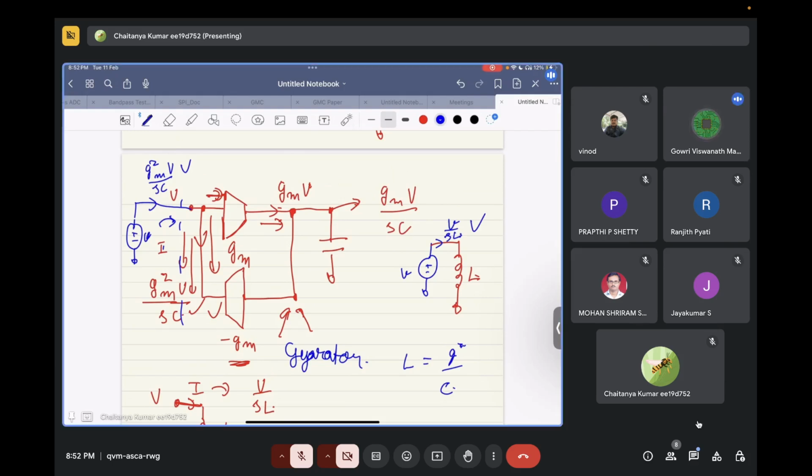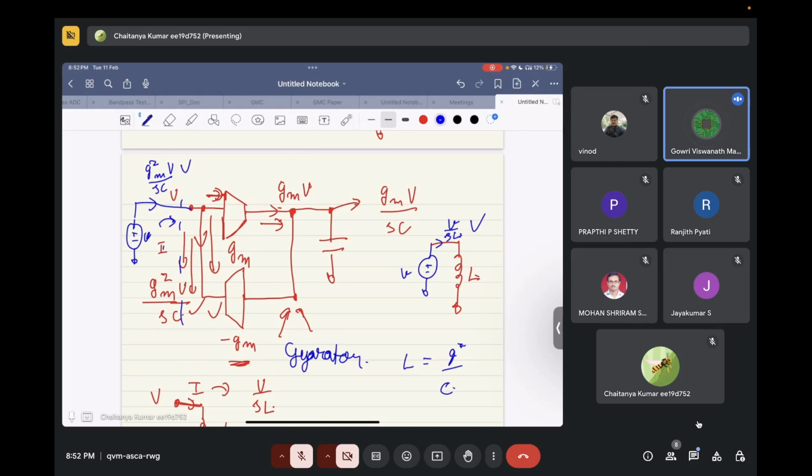Okay, now you guys try to figure out. You know that the circuit exists that is called gyrator. How will you use this circuit in a combination of R and C to make a low pass filter with a quality factor of 0.707? Try to figure this out. If you are able to do that, great. Otherwise, we will discuss it in the next tutorial. Clear?